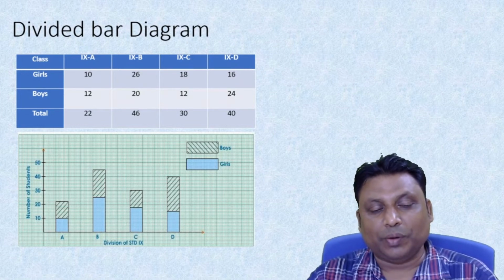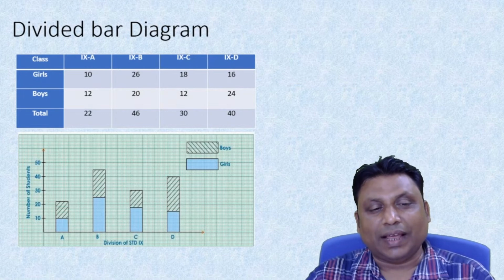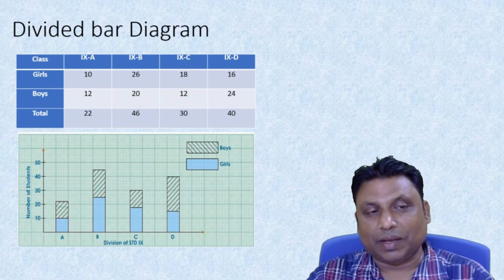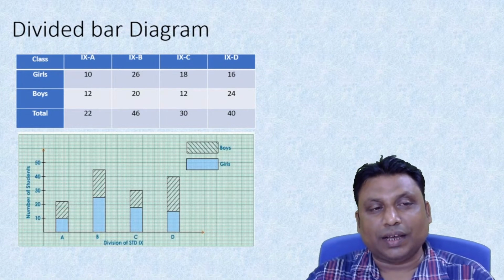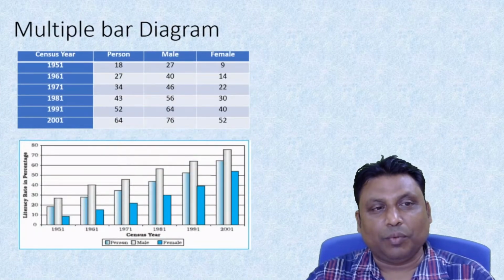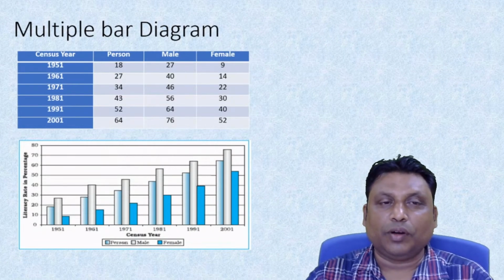So in here, when you are taking this diagram, at that time you have to mention in the footnotes that boys means this bar column, and girls means this bar column, this color. You have to put that in here, and this type of diagram is called a divided bar diagram. And another one is the multiple bar diagram.